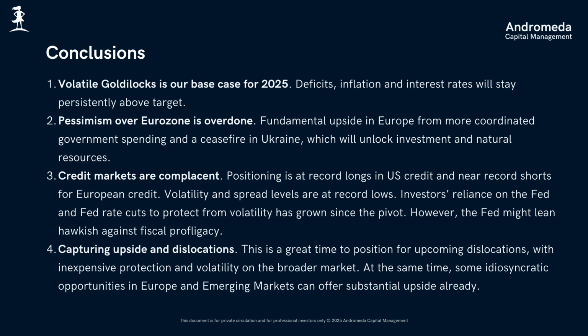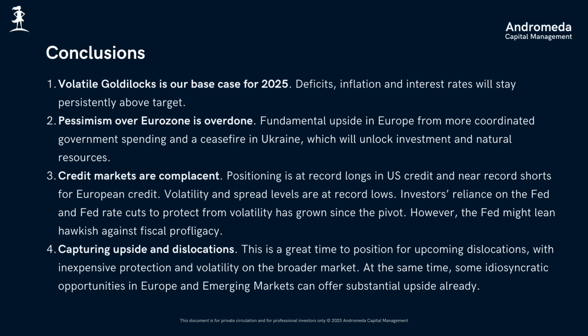So to conclude, we are still in a positive environment for credit and for risk assets, but valuations have gone very far. So we're looking at a volatile Goldilocks for 2025, where strong deficit spending, persistent inflation, and also the supply of long-end treasuries can result in some volatility across rates and credit markets, and also across certain countries that depend on dollar funding. For example, in EM, we'll have a strong dollar, so we'll have some volatility there.